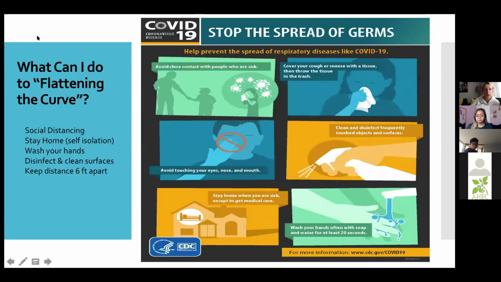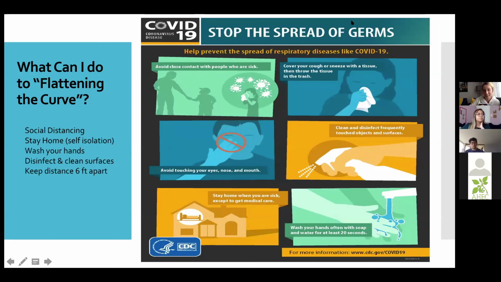So what can we do as a community to flatten the curve? Are you flattening the curve? We can do certain things like social distancing. Quarantine yourself, stay home, self-isolate, wash your hands frequently, disinfect and clean surfaces, and keep a distance of 6 feet apart if you are in public.